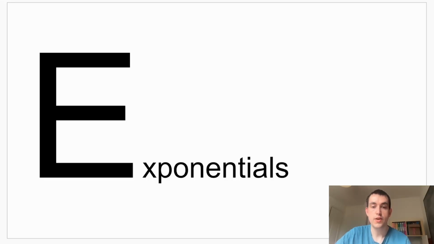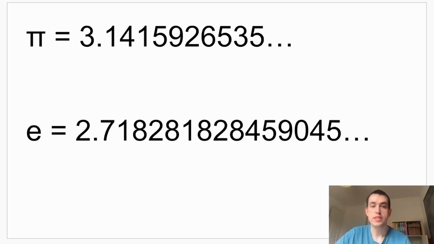E is for exponentials. Previously, you've been introduced to this new number pi, 3.14. Well, exponentials are something related to this new number, e, 2.72 approximately. And we'll do lots of fun stuff with that.